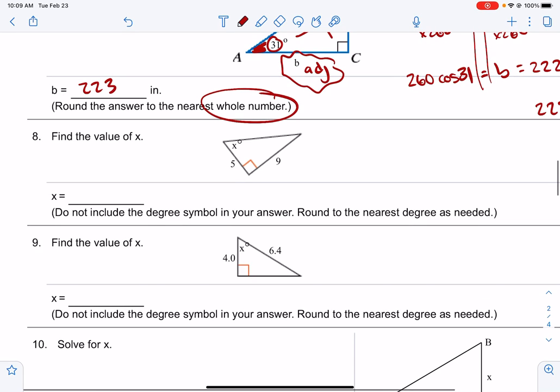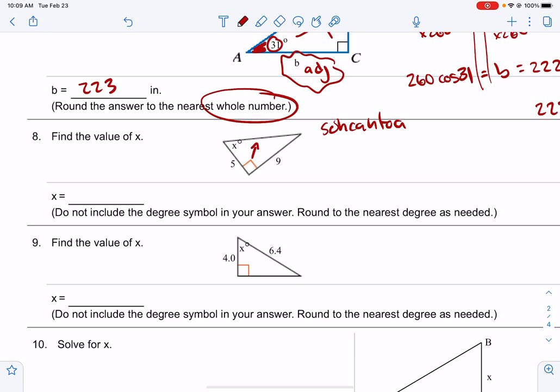Okay, number 8, find the value of X. Well, this time I'm looking for an angle. It doesn't give me the angle, but it does give me two sides of the triangle. So that means that I can use SOH CAH TOA. Hopefully you notice a pattern on this test because you're going to be using SOH CAH TOA on almost every problem that you do. So if this is my angle, the first thing I want to do is label the triangle.